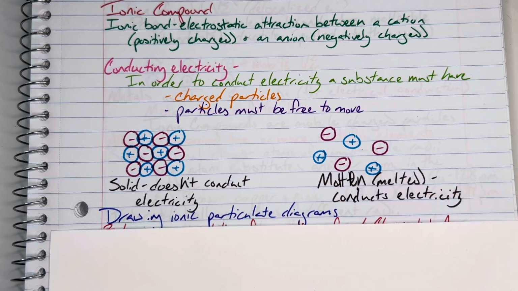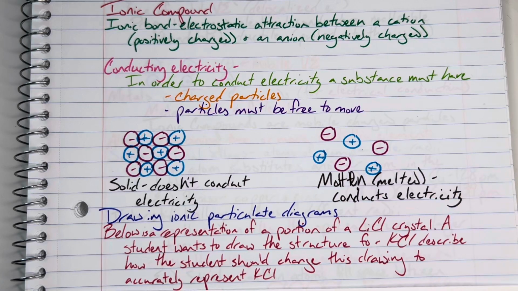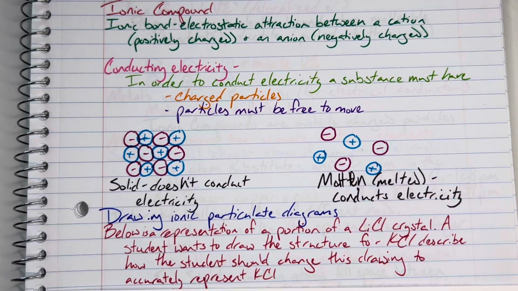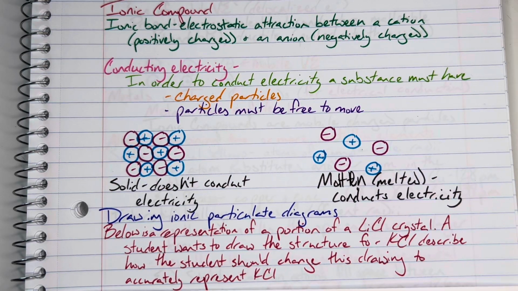When you are drawing ionic particulate diagrams, you need to be careful about the relative sizes of your atoms as well as the charges represented and where those are. So below we're going to look at a representation of a portion of a lithium chloride crystal. A student wants to draw the structure for potassium chloride, and you need to go ahead and describe what the differences should be between the lithium chloride and the potassium chloride representation.